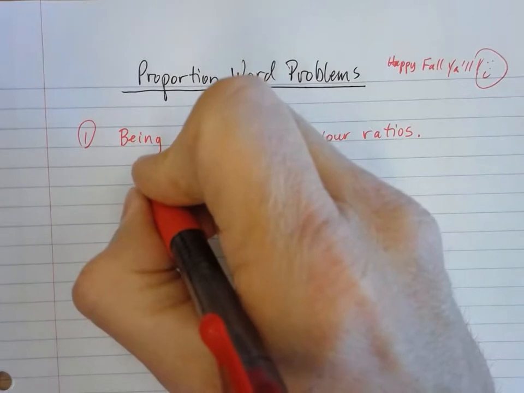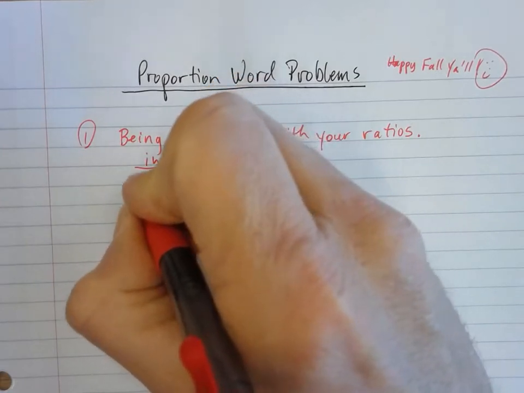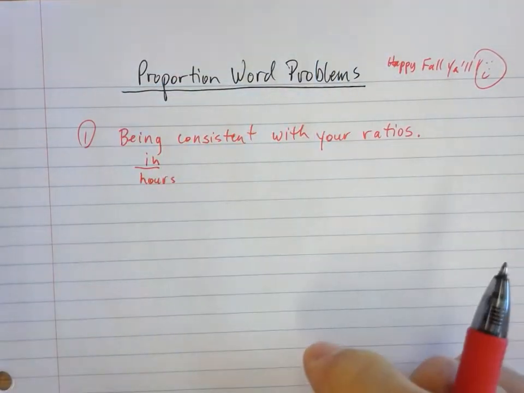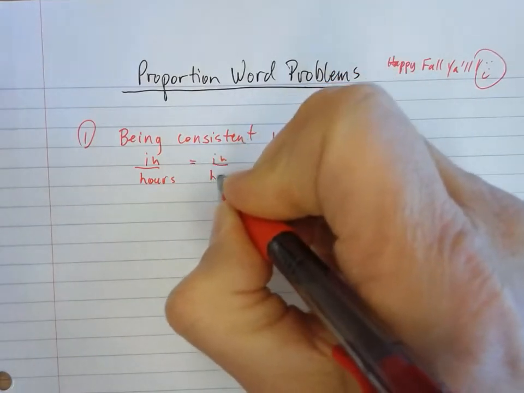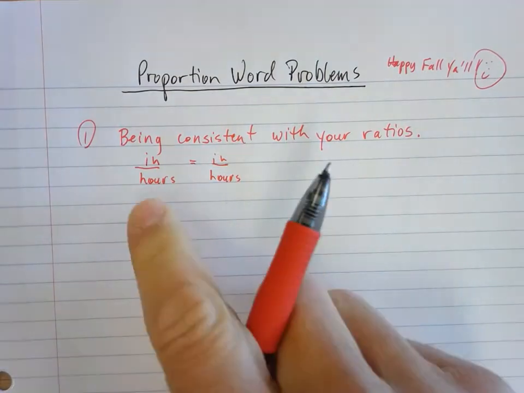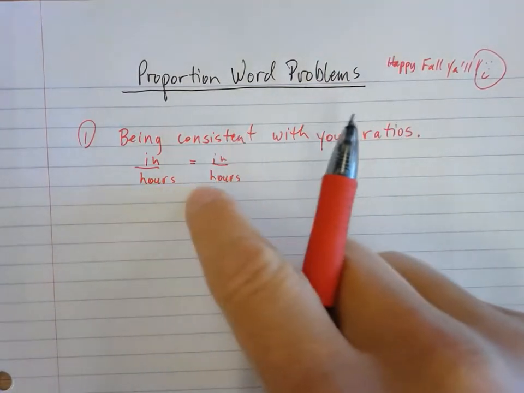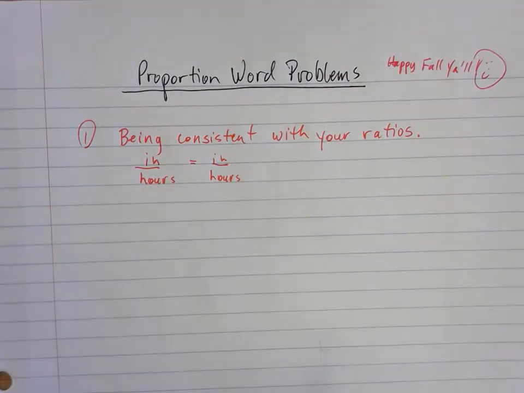So for example, over here on the left side, if you put inches over hours in a ratio on the left, then over here on the right, you also have to put inches over hours, okay? So you can't flip it over and put the hours up there and the inches down there. You've got to be consistent with both ratios. Whatever you do on the left one, you got to do on both sides. Inches over hours, inches over hours.